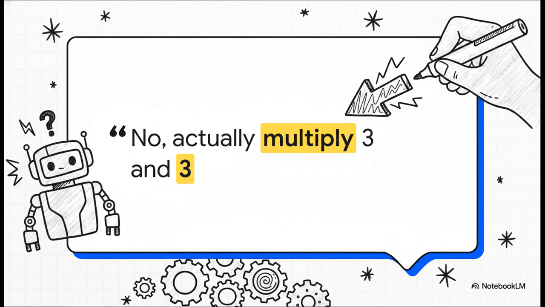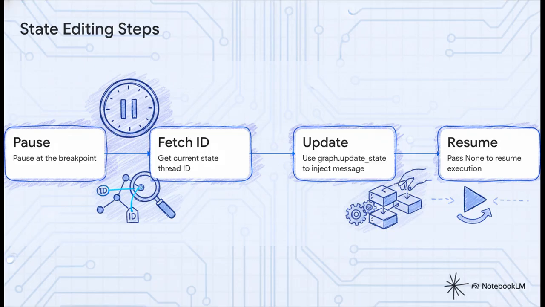So the crucial point is, while the AI is frozen, waiting to multiply 2 and 3, a human steps in and realizes a mistake was made. We actually want to inject a corrected instruction. No, actually multiply 3 and 3. We need a way to slip this new information right into the AI's memory before we let it unfreeze. Let's walk through the exact programmatic steps required to pull off this mind-bending trick.